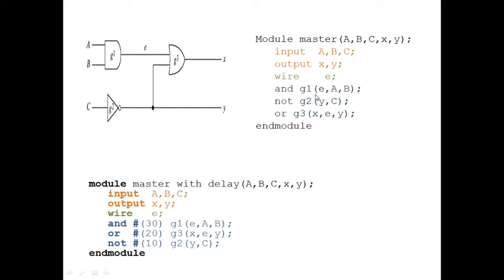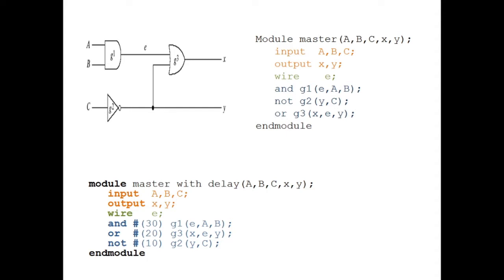Okay, so AND G1, that is the output I will be writing here first. Output is E and inputs are A comma B. And similarly for NOT gate, the instance name is G2, the output is Y and the input is C. So as soon as I receive E and Y signals, these are fed as input to my OR gate. So or G3 X comma E comma Y and endmodule. So in this way I can complete the definition for my module whose name is master.